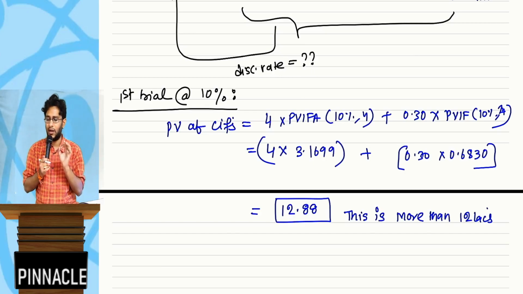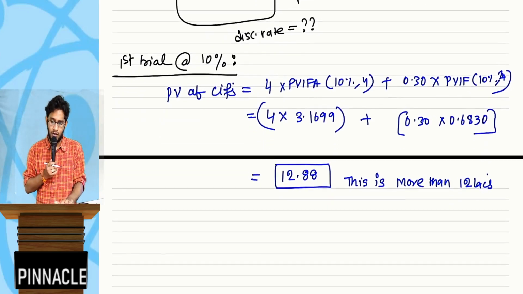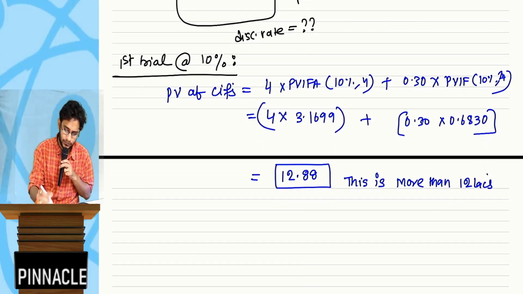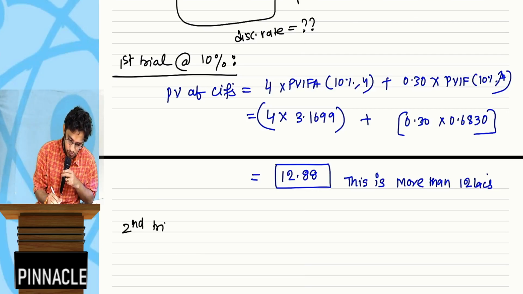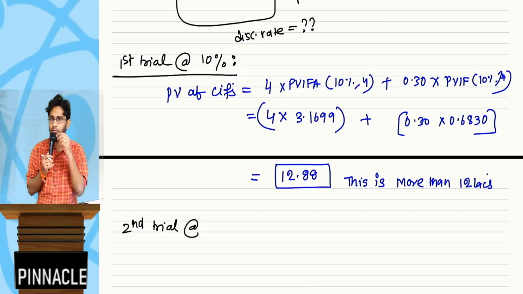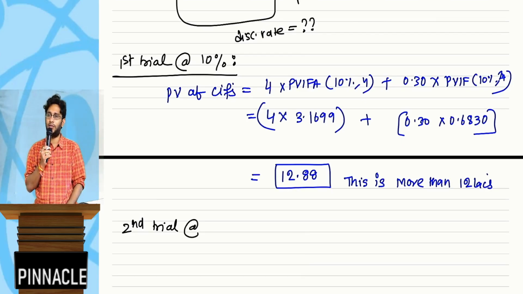Sir, I failed at 10%, sir. 10% is not my answer. At casual try, fail, no problem. One more trial. You guess, where should I try? 11 or 9? Higher or lower, you have to tell me first. Discounting rate, should I increase or decrease?